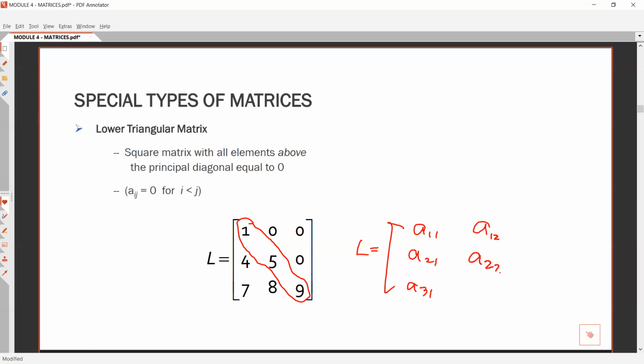A12, A22, A32. Okay, wait lang class, sagutin ko lang yung tawag.